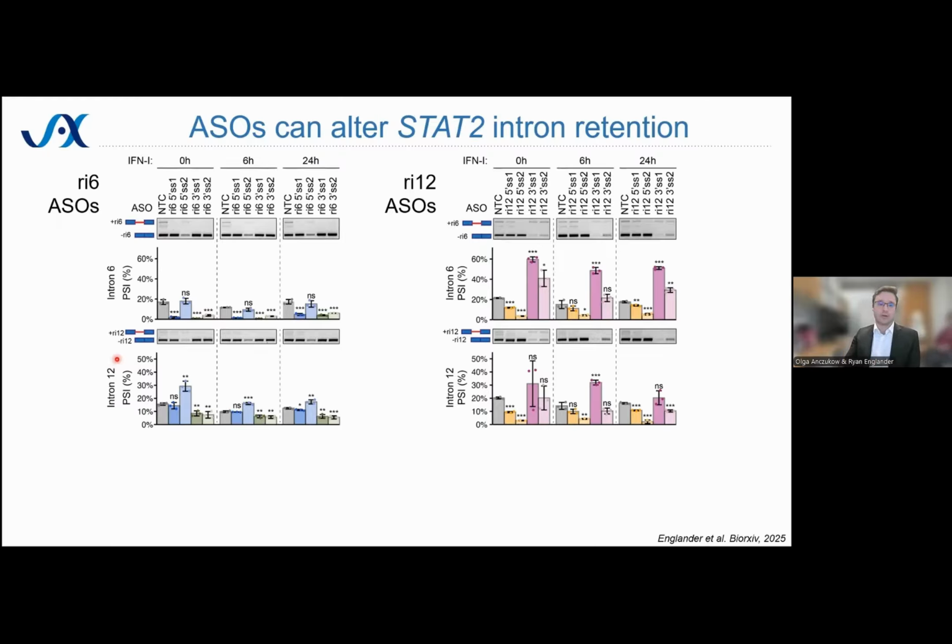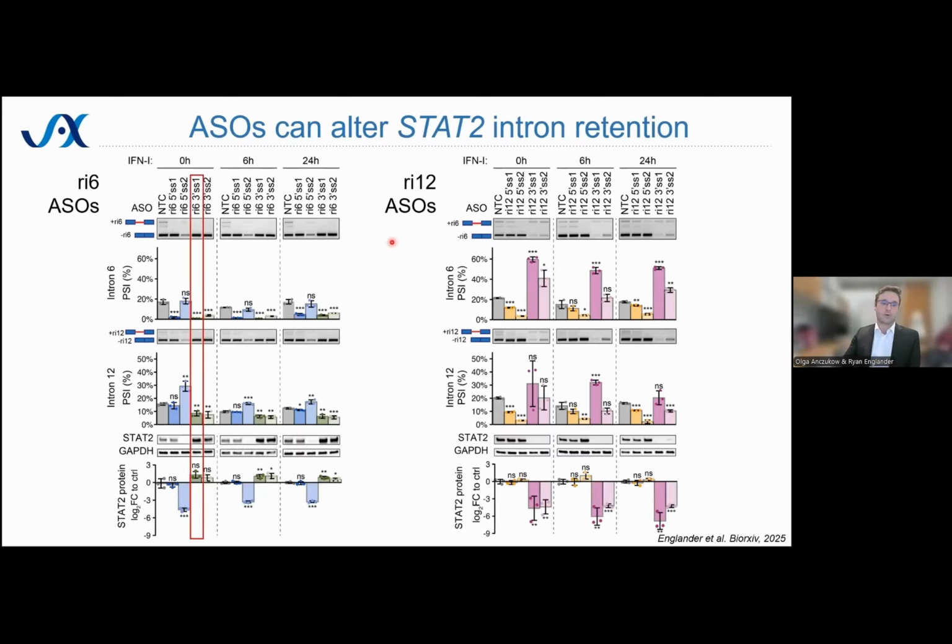So I want to focus in on two prototypical ASOs to really highlight the effect of intron retention in STAT2 and its effect on interferon signaling. And so if you look here at this first ASO, I want to focus on RI6 3'SS1. This ASO leads to a marked reduction in retained intron 6 retention, as well as a reduction in retained intron 12 retention here. That results in, at baseline, a trend toward an increase in STAT2 protein that becomes statistically significant when you treat the cells with interferon for either 6 or 24 hours, as you might expect.